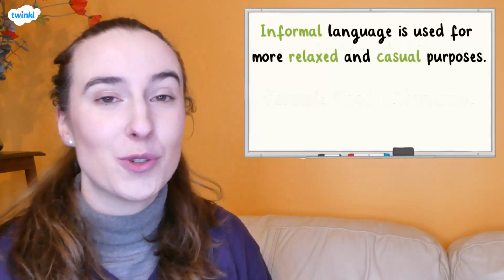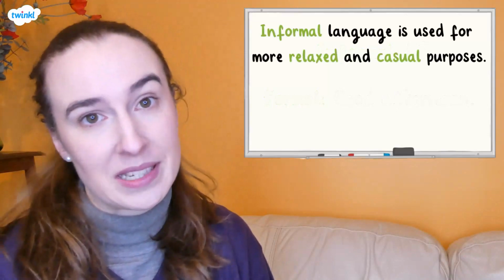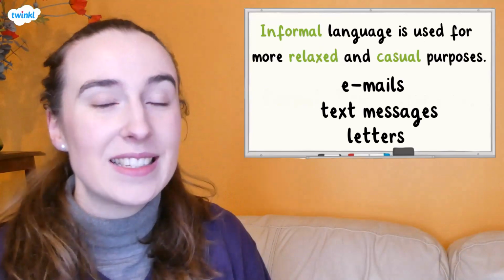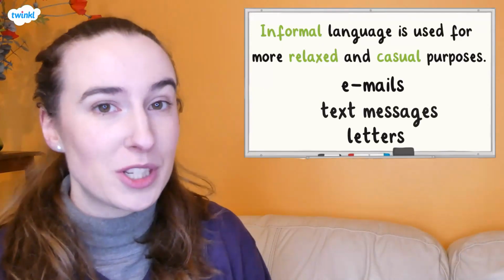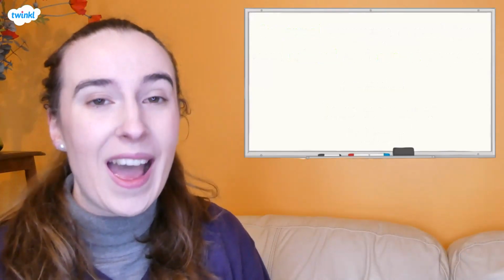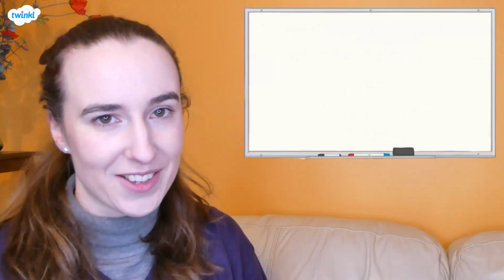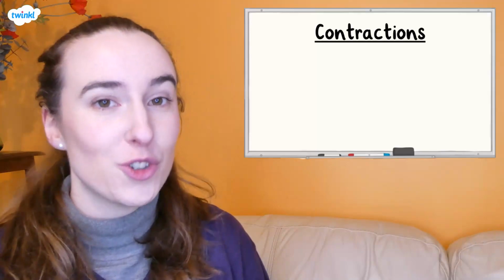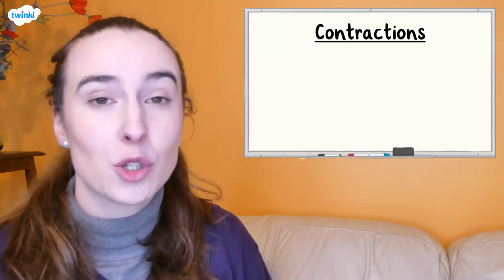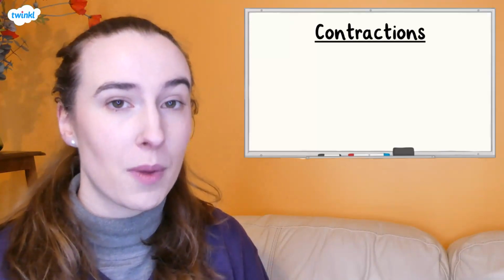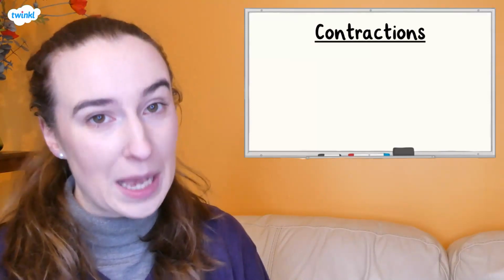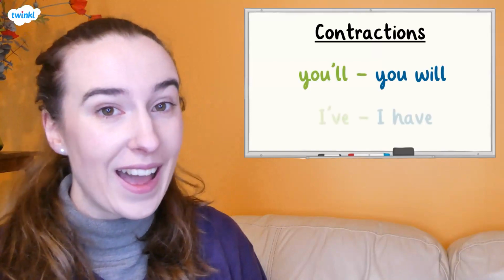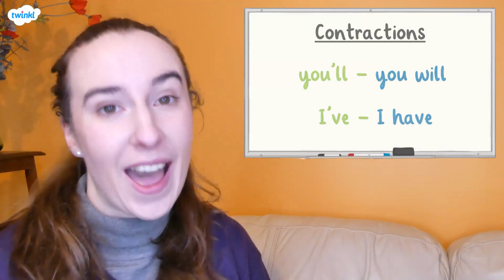Informal language is used for more casual and relaxed purposes, such as emails, text messages, or letters. It is typically a language of speech, particularly with people that you know, and has more of a chatty style. Informal language often contains contractions. Contractions are two or more words joined together in a shortened form with an apostrophe. For example, you'll is a contraction of you will. I've is a contraction of I have.